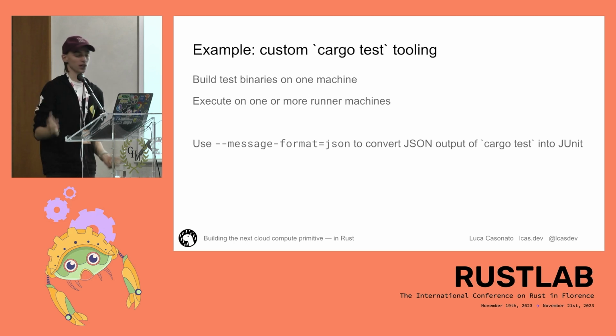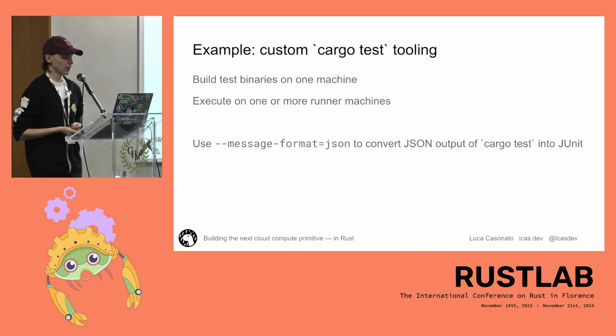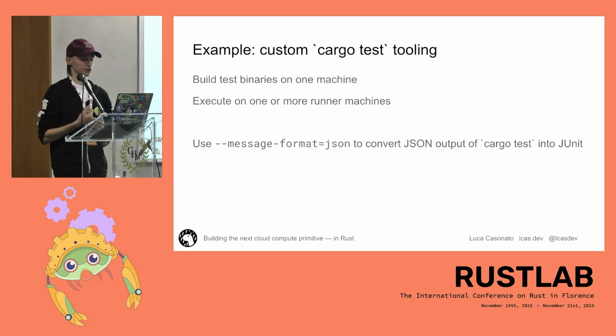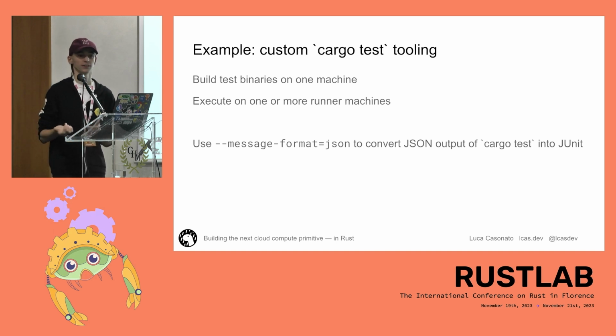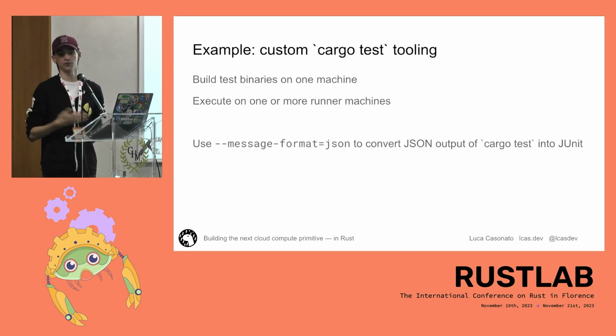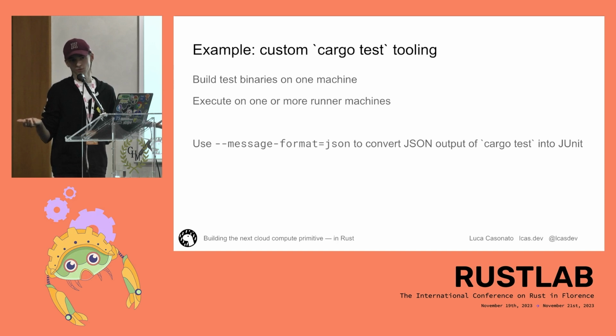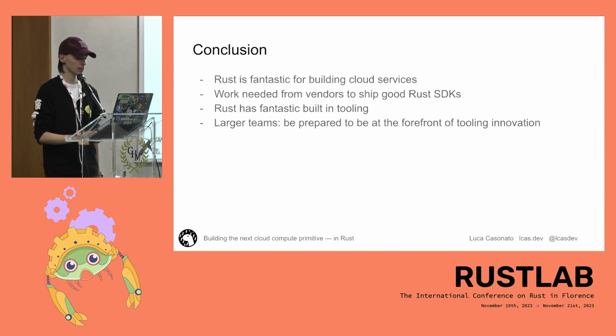For example, we have a custom wrapper around cargo test that lets us build test binaries on one machine, then package them up into a zip file, put them onto a couple other machines, and execute the tests in shards there, and then later combine all the results. And we can use the unstable message format JSON. Actually, I don't know if it's still unstable. Maybe it's stable at this point. There's a JSON output for cargo test, and we have a system in place that lets us convert that to JUnit. So there are ways around it. You just have to be aware and have to build the infrastructure.